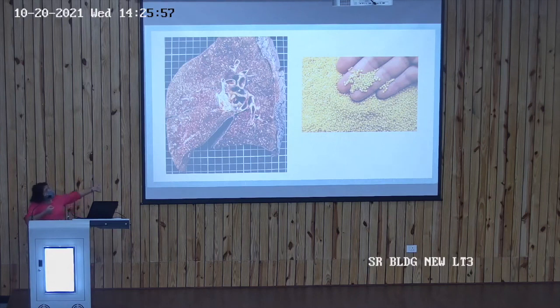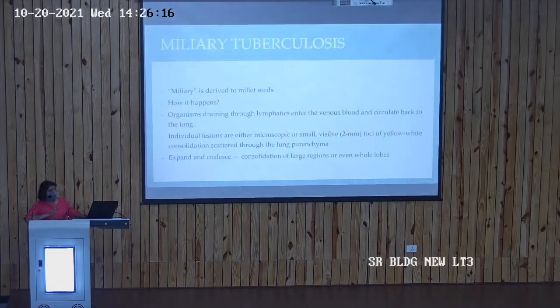That is how your affected organ will appear. On the surface there will be many tiny tubercles present. So that is miliary tuberculosis, and it happens how I told you. The rest of the features are all the same. Only thing, grossly you have to write that there are many tiny tubercles. That's it. Microscopy is the same, granuloma formation and all that.